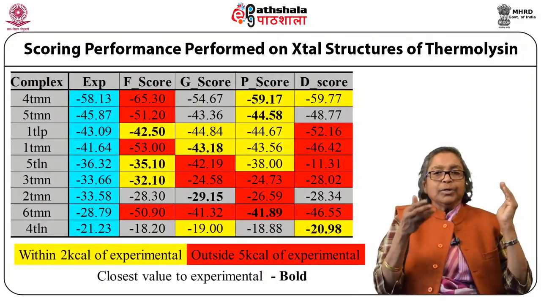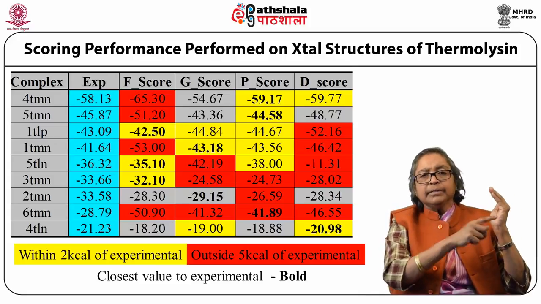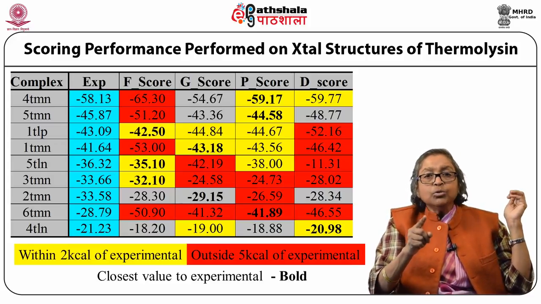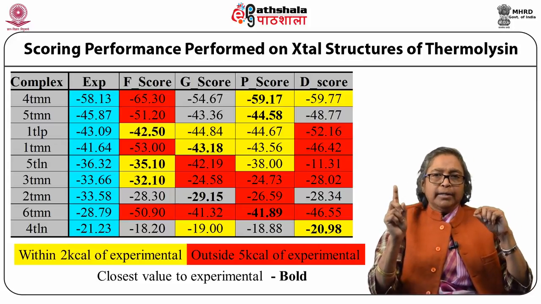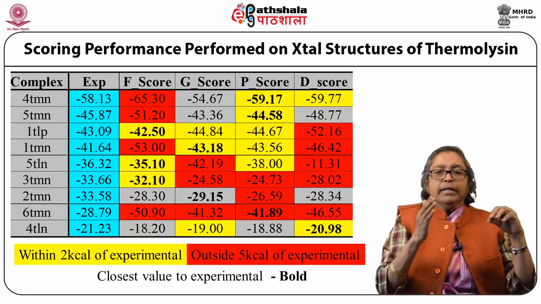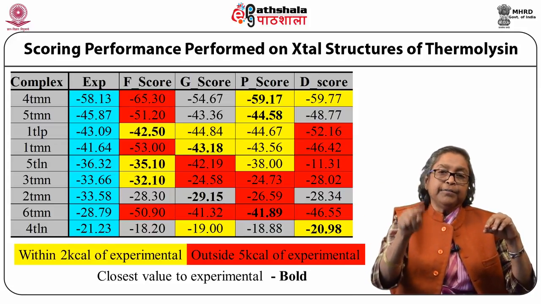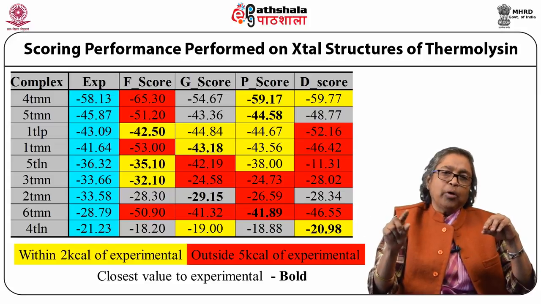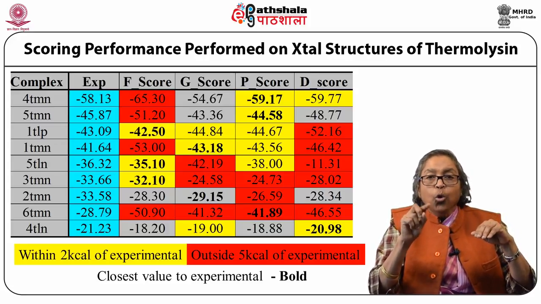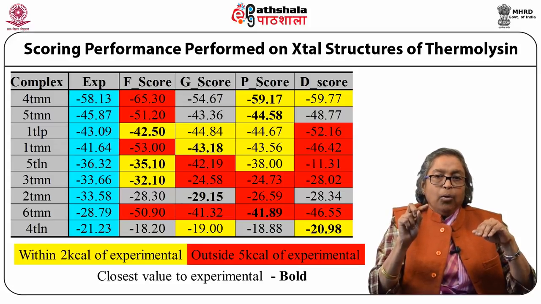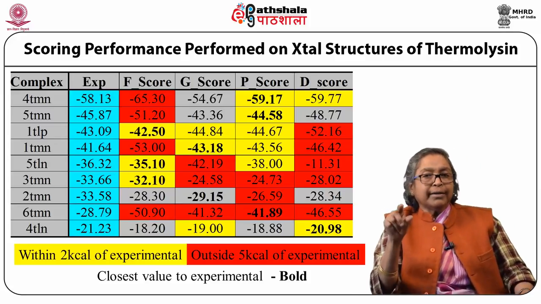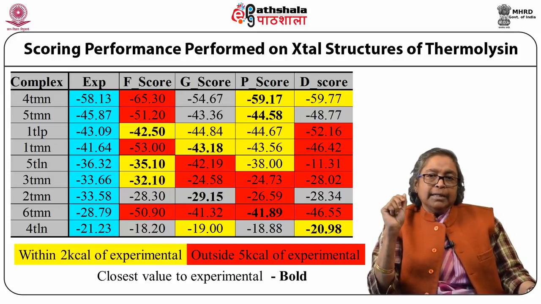Here I show you actual results of using different scoring functions as I have depicted in previous slides. The cyan color column shows the experimental values and the crystal structures of one protein, thermolysin, which is a metalloprotease bound to many inhibitors. And if you look at these different inhibitors, the scoring functions are shown for different methods. It's very interesting if you observe that the best, nearest to the experimental values, are those which are shown in yellow color, that's within 2 kilocalories. Whereas greater than 5 kilocalories away from the experimental values are in red colors. And the rest of them are not really worth looking at.